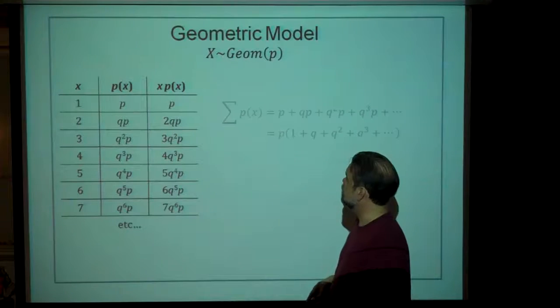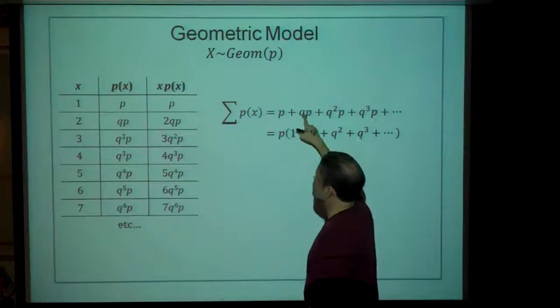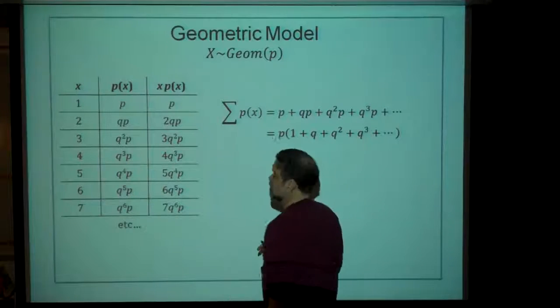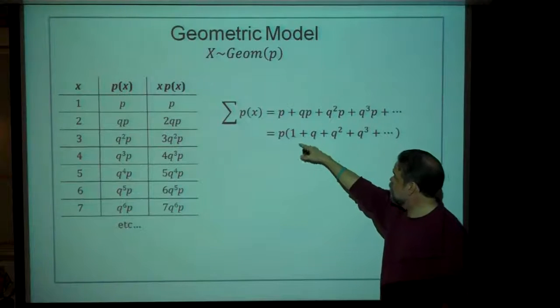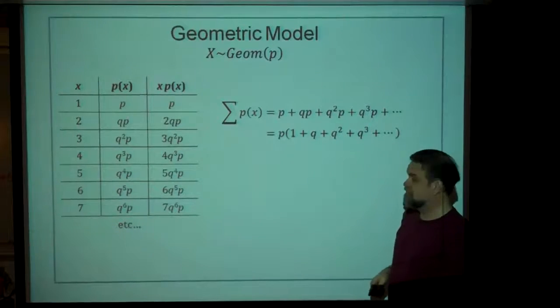Huh, I don't know. If I were to add up all of these probabilities, I would get p plus qp plus q squared, p plus q cubed, etc. I could factor out a p from that and get p times (1 plus q plus q squared plus q cubed, etc., etc., etc.). But does that equal 1? We'll have to find that out.